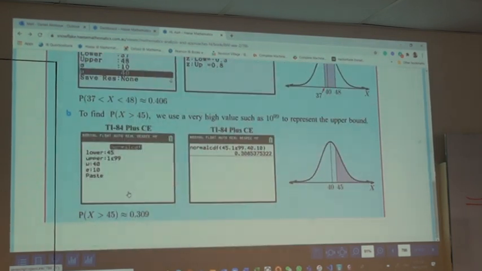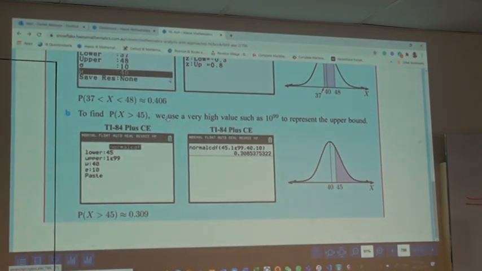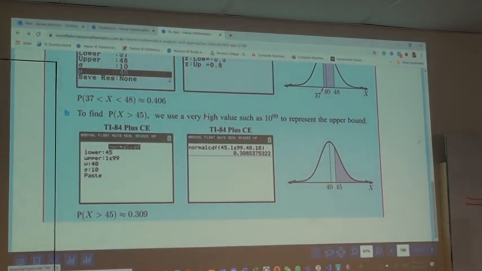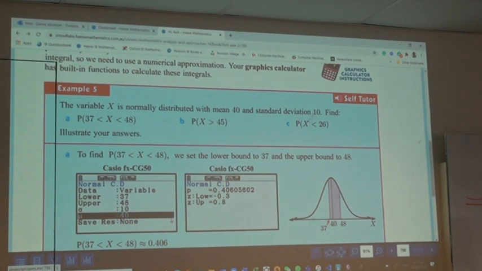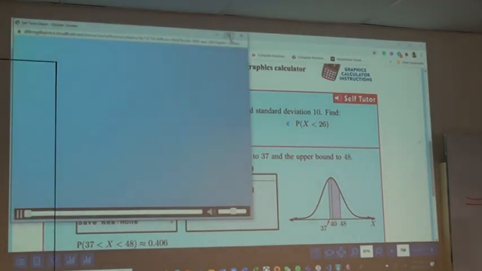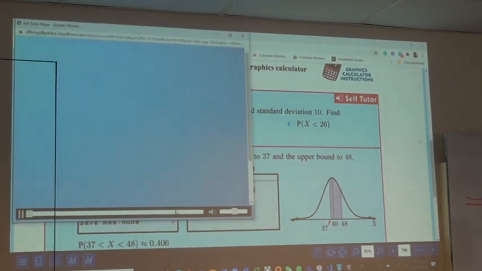So did you get this? Oh, okay. I actually didn't say this: we use a high value such as this to represent the upper bound. So, done? Okay. So let's play this. Probably there will be some new information from the audio part. You might just gain one or two things from it.